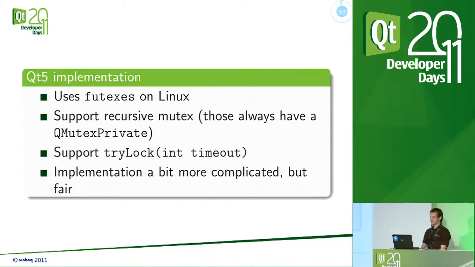So we've solved all those problems in Qt 5. It's really similar to that. You can read the code and you will recognize most of the things, but there are some tricks to support try lock, and to support recursive mutex as well. And on Linux, we use something called futex. So we don't even need QMutexPrivate, because Linux has this really nice concept of futex, which is a system call that does what I described here basically for us.